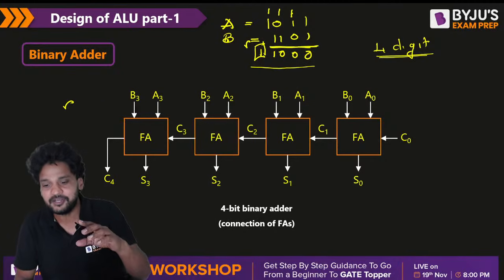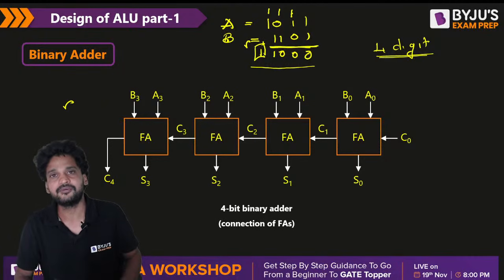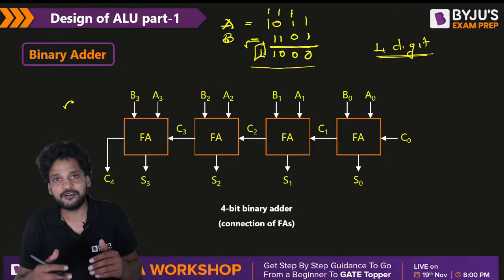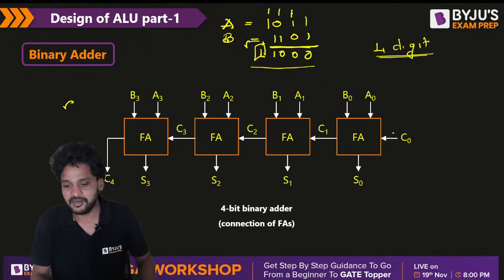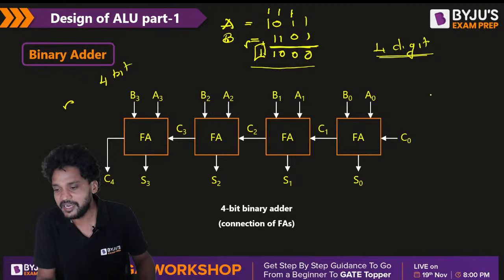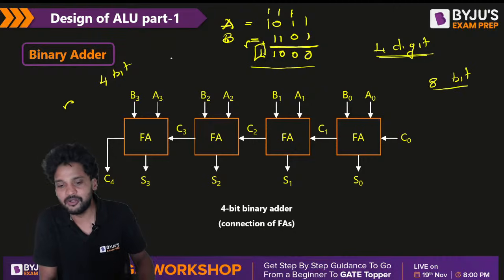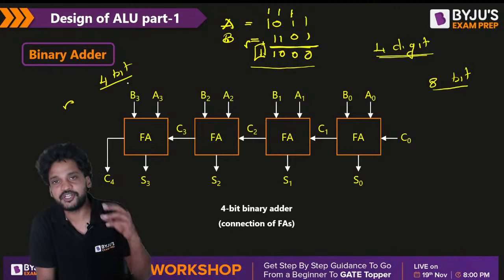The ALU, any ALU, is defined by the supporting bits. For example, in the real-time world, we have 4-bit ALUs or 8-bit ALUs. What is a 4-bit ALU? A 4-bit ALU can perform a 4-bit addition at a time.